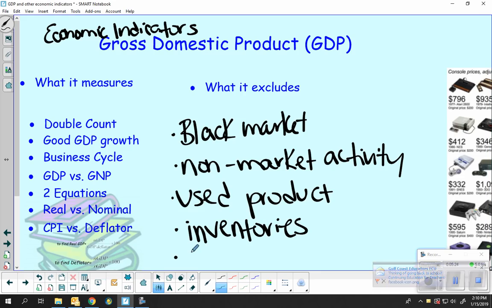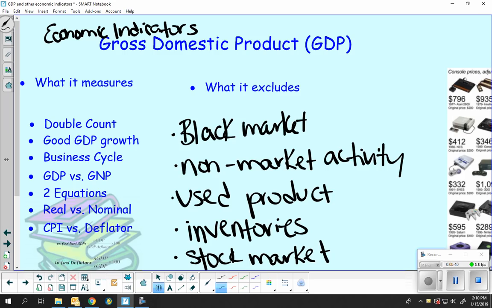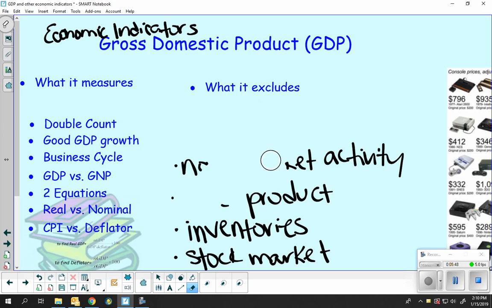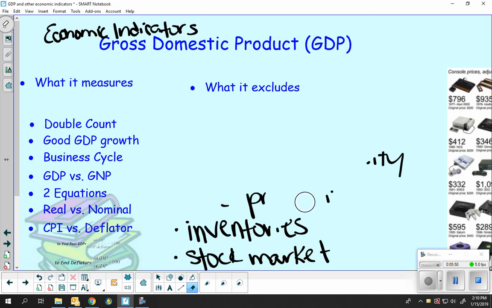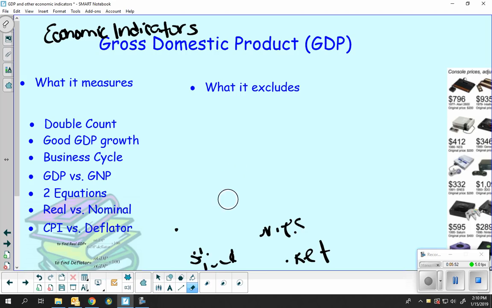Money made on like buying and selling stocks. Like if you're a stockbroker or something and you get paid like a salary, sure, that's income made, so that counts. But the stock market doesn't count, because that's not buying a good or a service, you're buying a portion of a company. That's not either of those things. So these are things that GDP just does not take into account. It excludes those things.